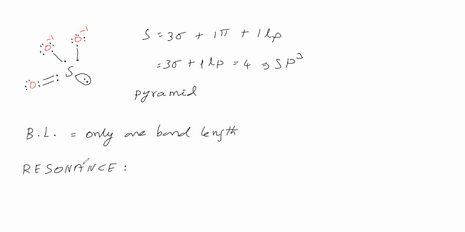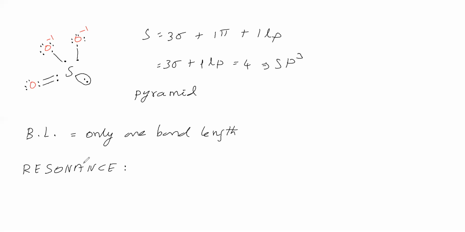Okay, so now what is resonance? That we will see. In resonance, first we have to write the Lewis dot structure for the given species. This is the Lewis dot structure. It is called Lewis dot structure.